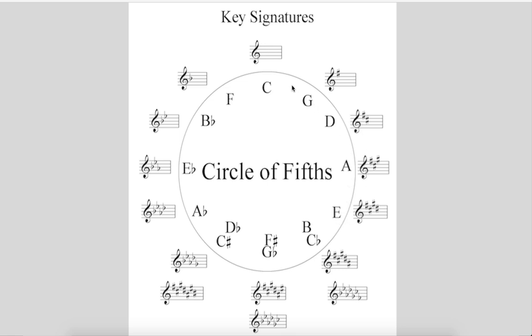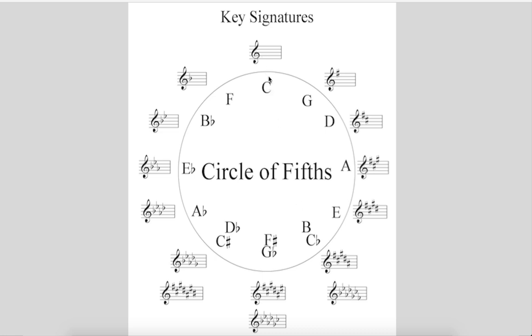Now, before we go any further, let's look at some of the interesting things that pop up when we do this. What happens is, when we go to the right and around the circle, we always add 1 accidental, right? 0 accidentals, 1 sharp, 2 sharps, 3 sharps, 4 sharps. That tells us something interesting about how keys are laid out.